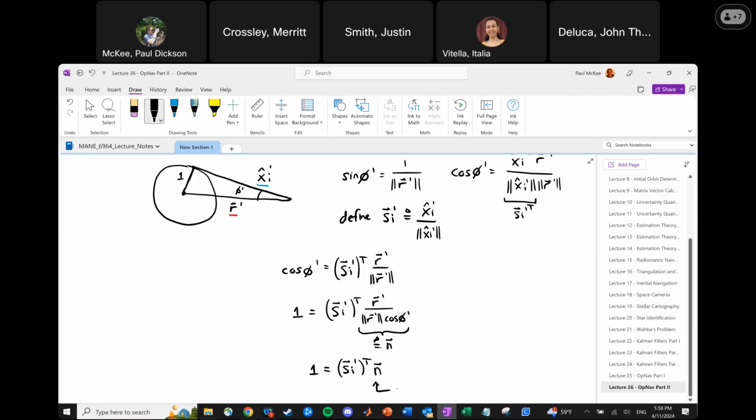So n is some intermediate vector that we need. But we can see it's built out of your relative position and the angle between the line of sight to the center of the moon and the line of sight to the perimeter or the limb point. So it's built out of things that we understand. And then s i is the factorized, normalized line of sight direction in 3D space.